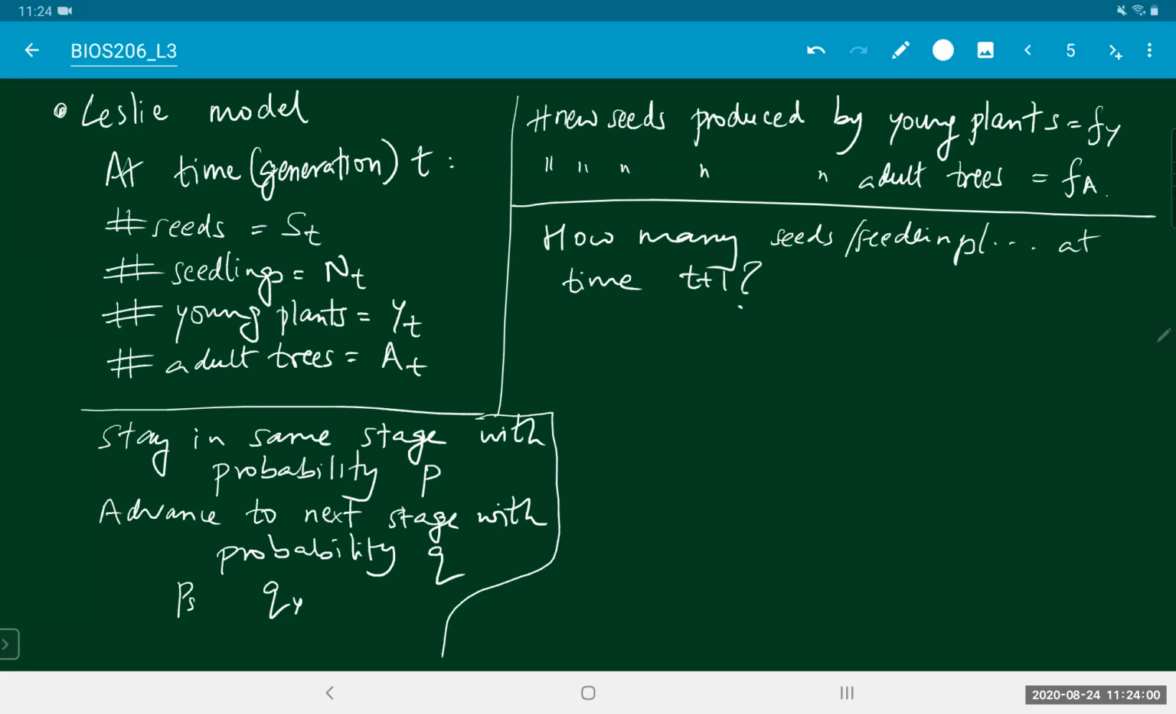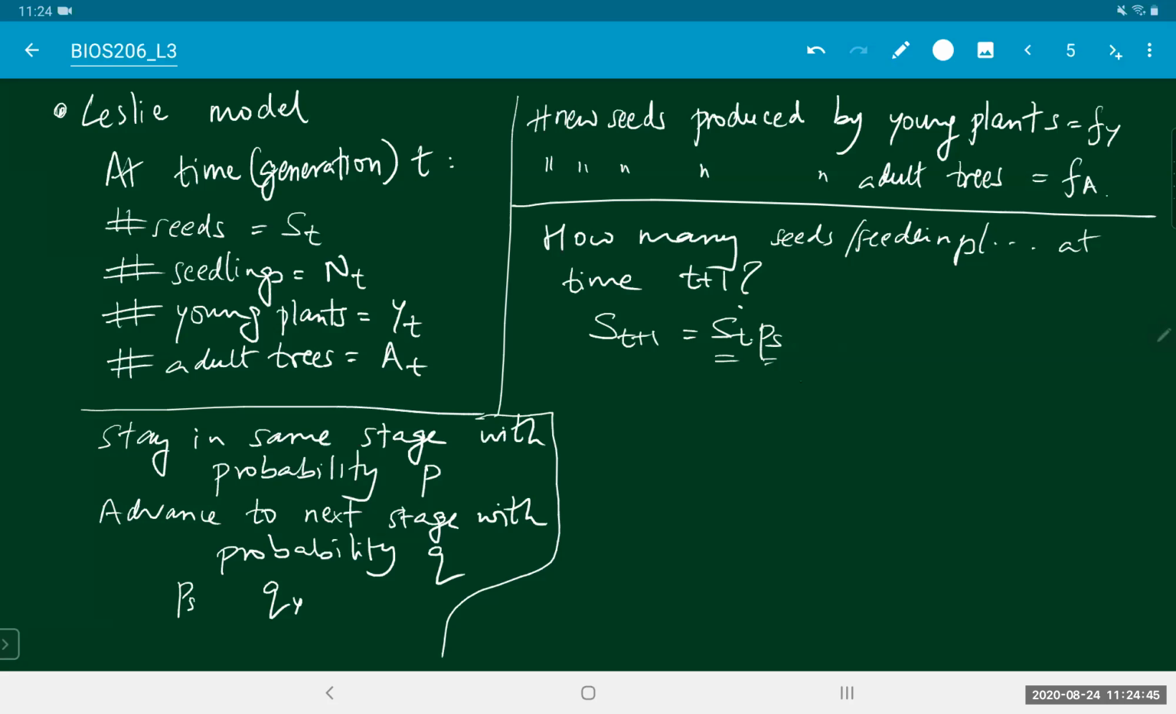So you know what is happening at time t, what will happen at time t plus 1? That is a question that you want to ask. So then we set up our equations as follows. How many seeds are there in time t plus 1? First of all, there were some seeds from the previous generation t which remained in the same stage. So that is St times PS. Seeds from the previous generation which, with probability PS, stayed in the same stage as seeds itself.